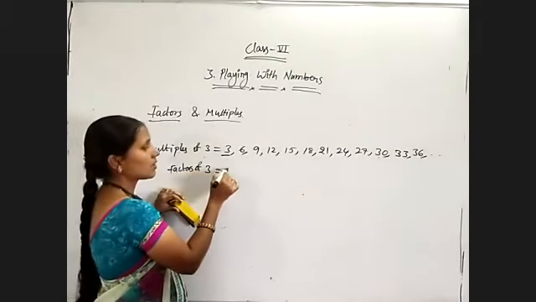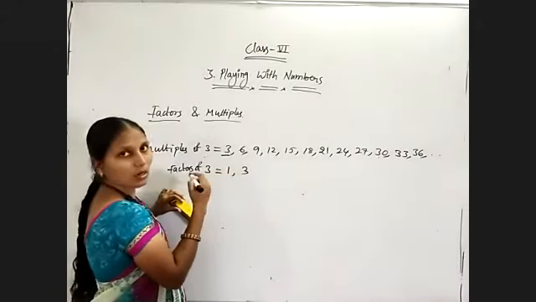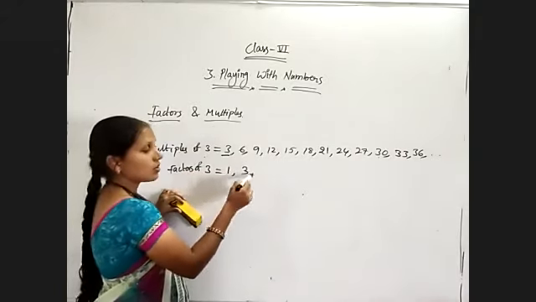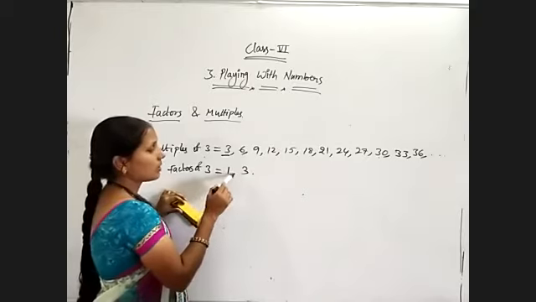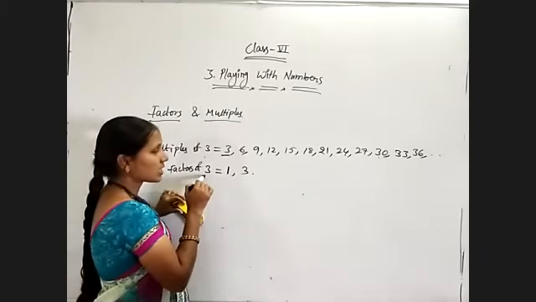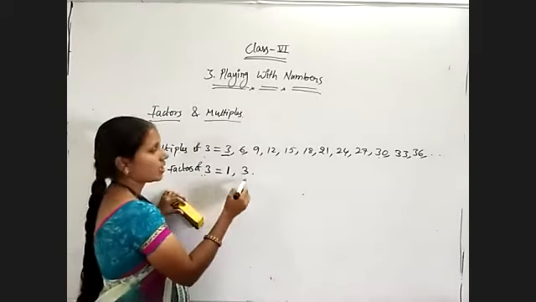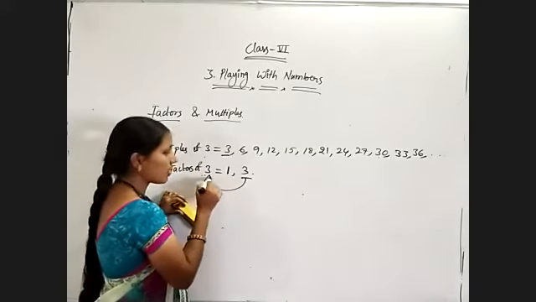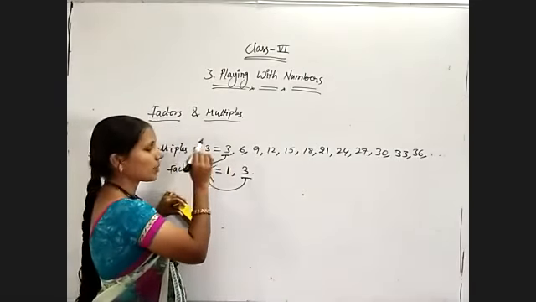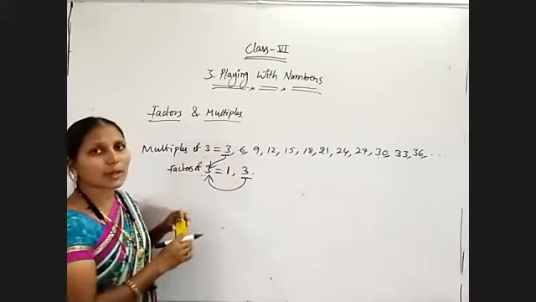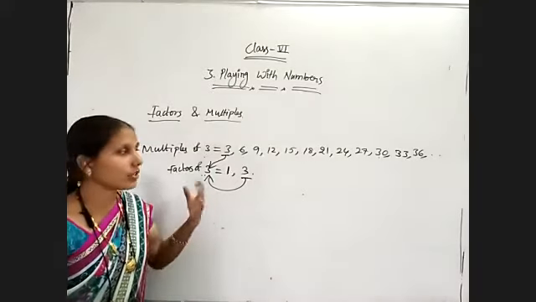Factors of 3 are 1, 3. That's all, because it is a prime number. Now observe that 1 is the smallest factor and 3 is the highest factor. 3 is a factor of itself as well as a multiple of itself. So every number is a factor and multiple of itself.